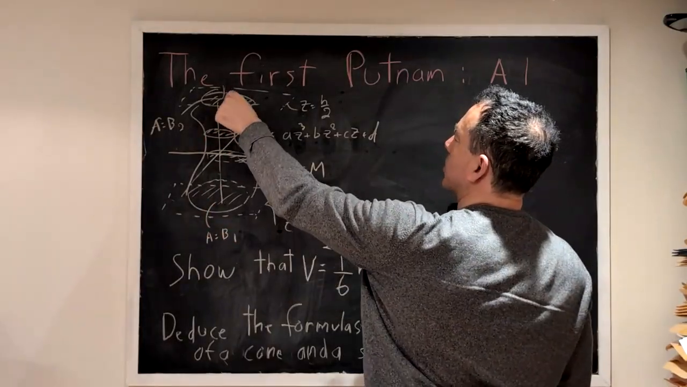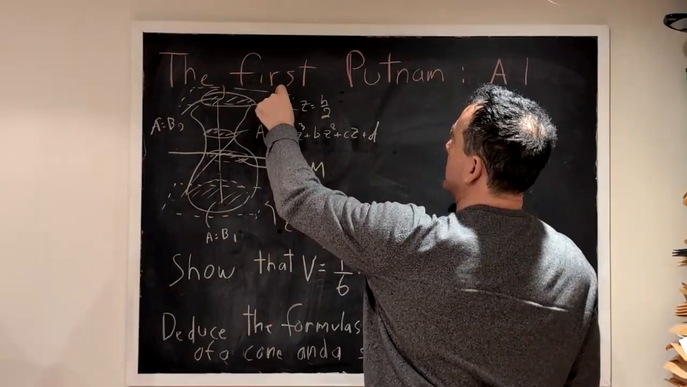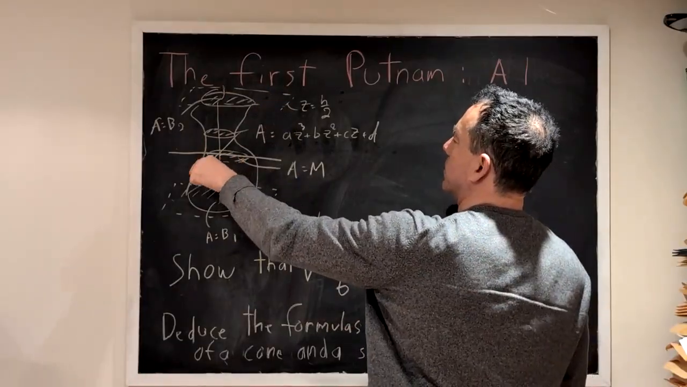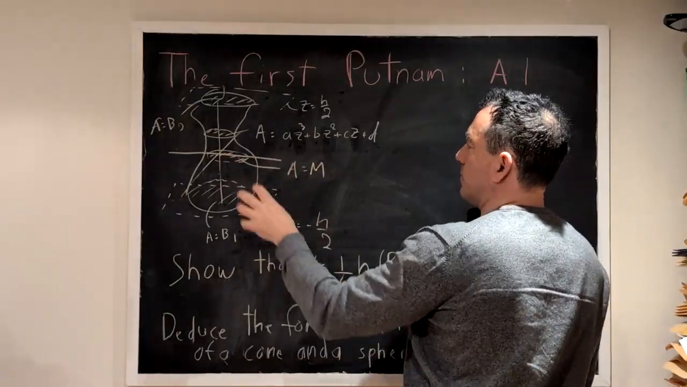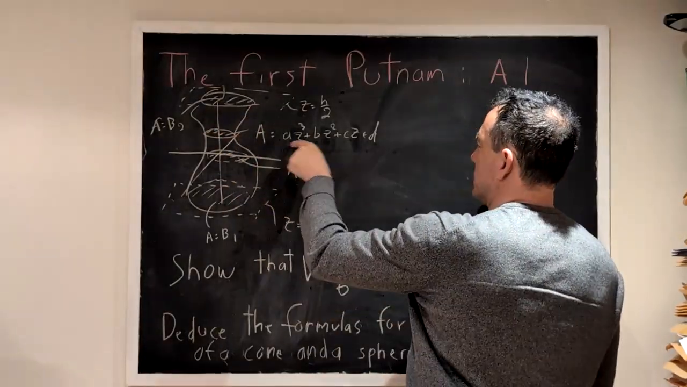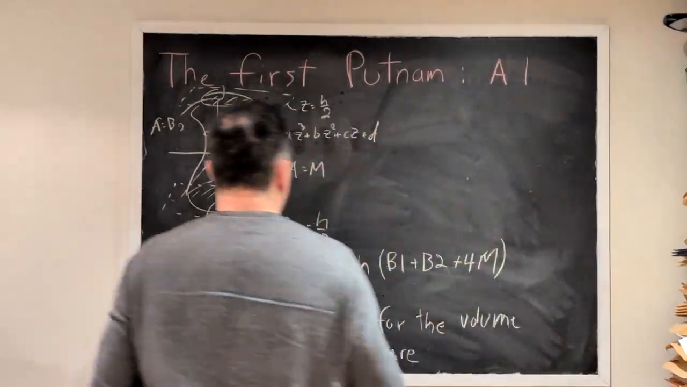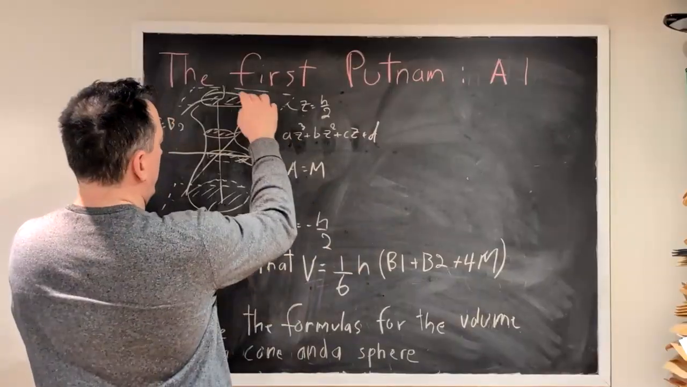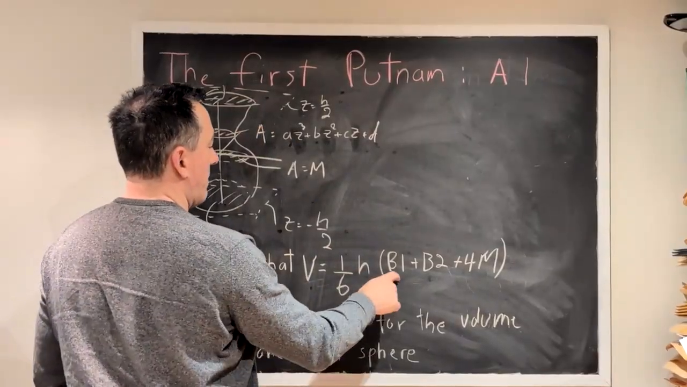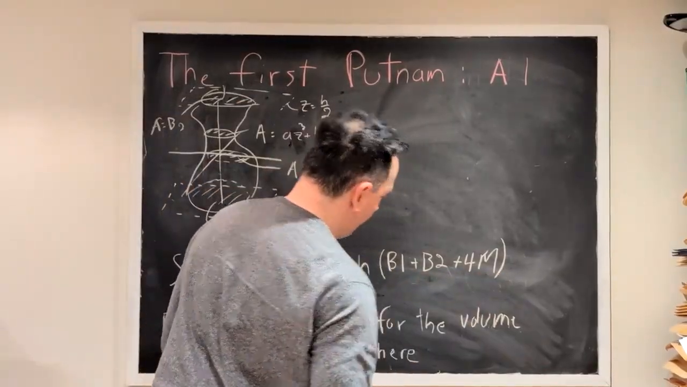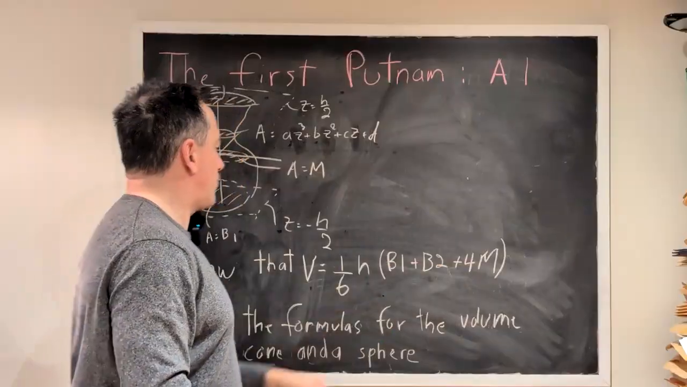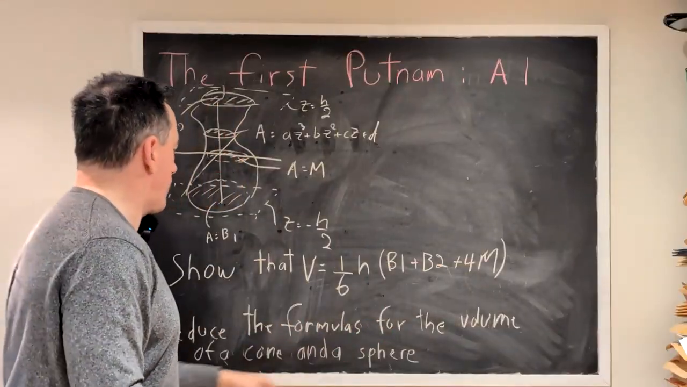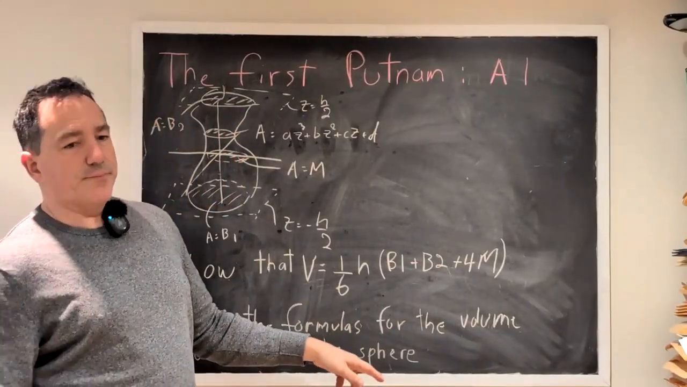And we want to prove that if you take the area at the bottom and name it B1, and the area at the top B2, so basically in these two planes, and the area in the middle in the xy plane as being M, the volume of this solid under this condition is 1/6 of the height of the solid multiplied by B1 plus B2 plus 4M. And also, given that, we want to deduce the formulas for the volume of a cone and a sphere.